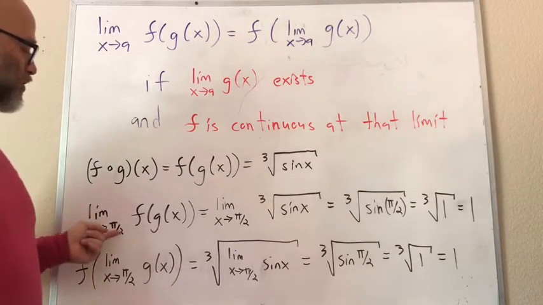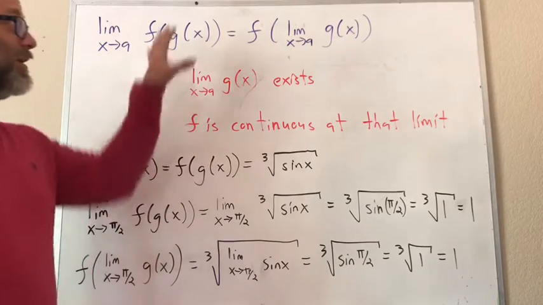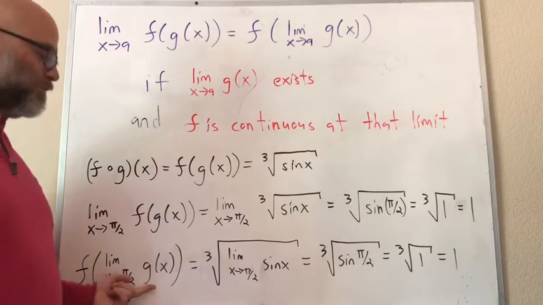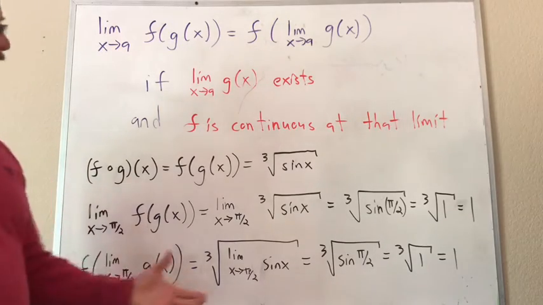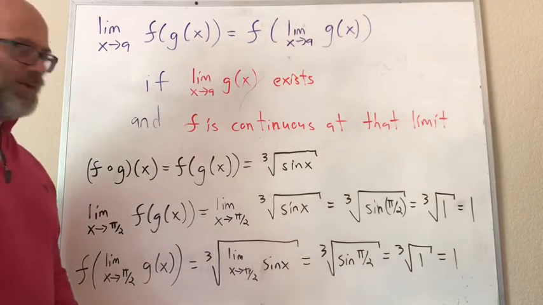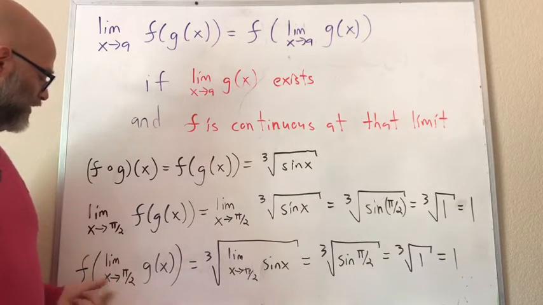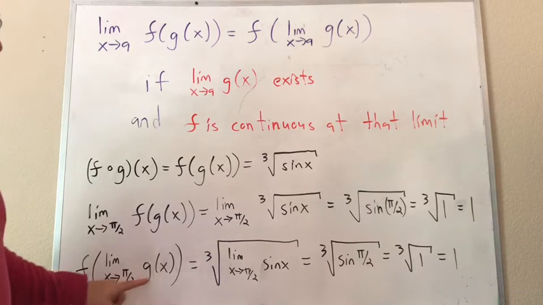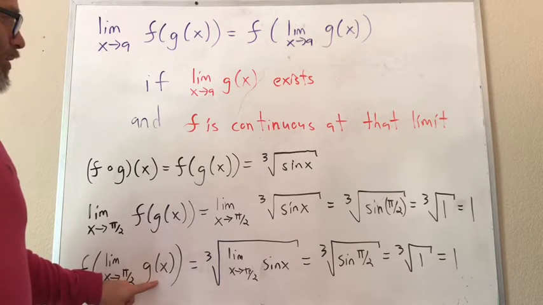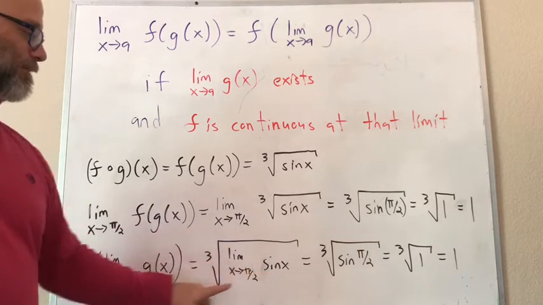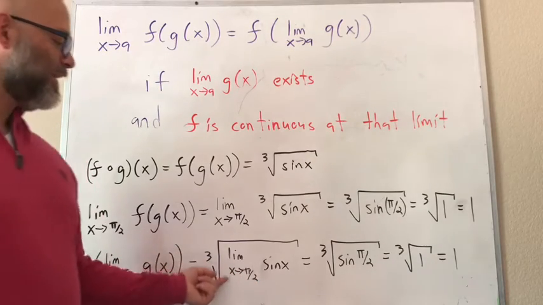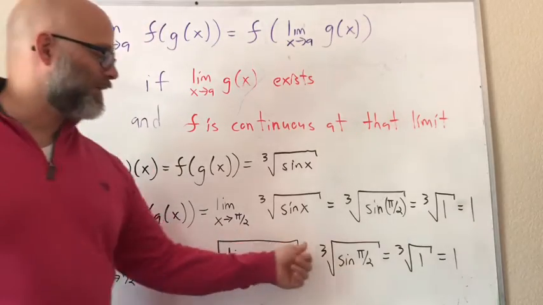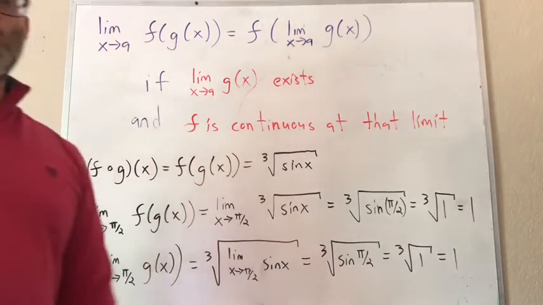Instead of the limit as x approaches pi over 2 of f of g of x, use the theorem to say that's the same as f of the limit as x approaches pi over 2 of g of x. Okay, assuming these two conditions hold, which they do. In which case, you're really getting f, which is the cube root of, the limit as x approaches pi over 2 of g, where g is sine of x. So you could rewrite it this way. Then you take the limit as x approaches pi over 2 of sine of x, you get sine of pi over 2. Don't forget the cube root on the outside. Cube root of 1, which is 1.